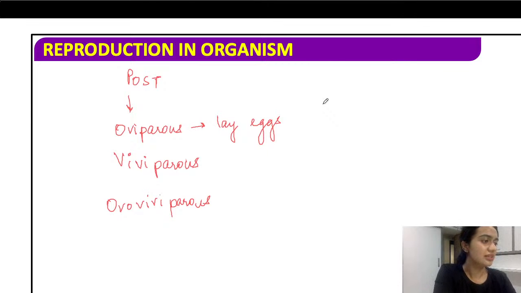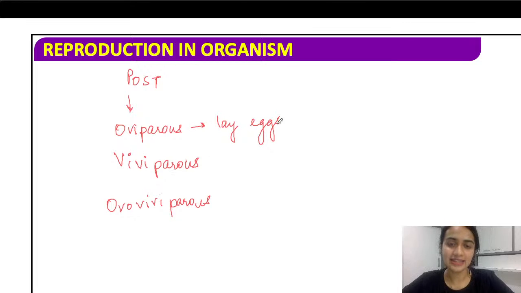So please write down the examples for oviparous: sharks, skates, bony fishes, frog, lizard. These are the ones that lay eggs. Out of this, frog actually goes through a process like copulation, but it is termed pseudocopulation. The female will lay eggs and the male will go and fertilize them.